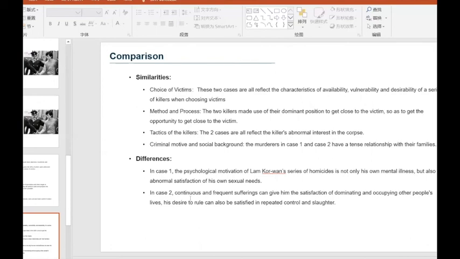Fourthly, from the perspective of the murderer's criminal motive and social background, the murderers in case 1 and case 2 have a tense relationship with their families. They were bullied and blamed in their childhood and hated their families. Therefore, their miserable childhood and disharmonious family relationships are the important reasons for their psychopathy.